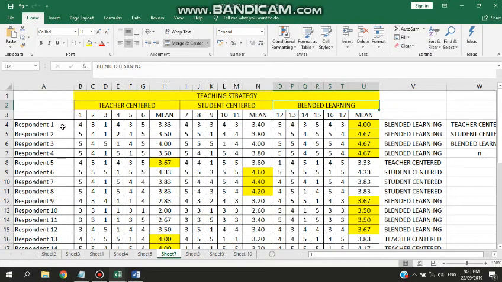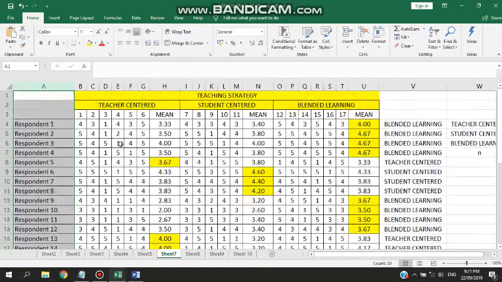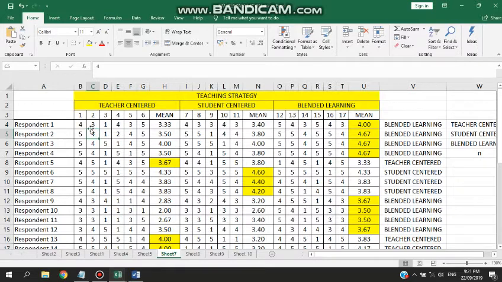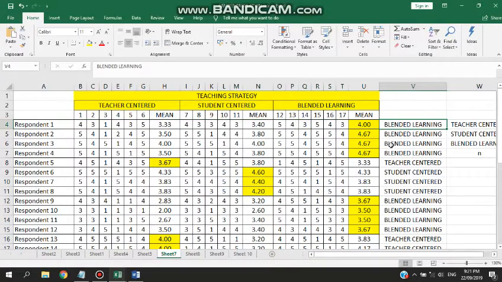So, same procedure with continuous. You have to put the first column yung number of respondents, respondent 1 to 30. So you type it, you tabulate, and then you put in the answer nila. And para mapili niyo yung category na most observed, you just have to choose the highest mean. For respondent 1, the highest mean is 4. So, yung pinaka na-observe niya kay teacher is blended learning.